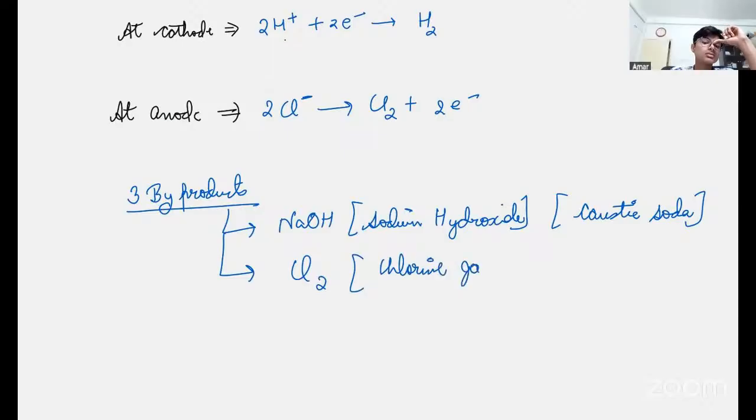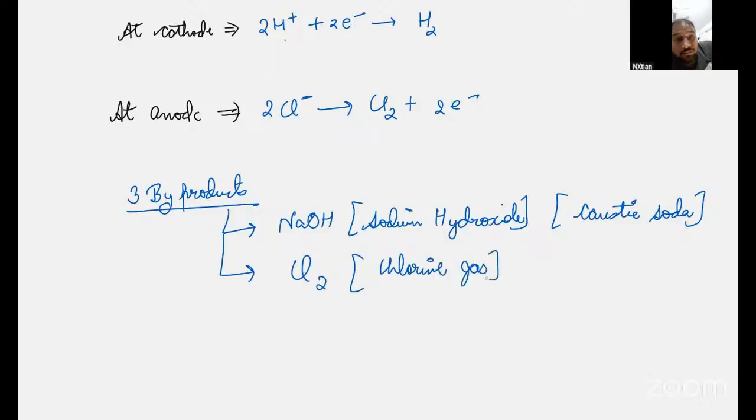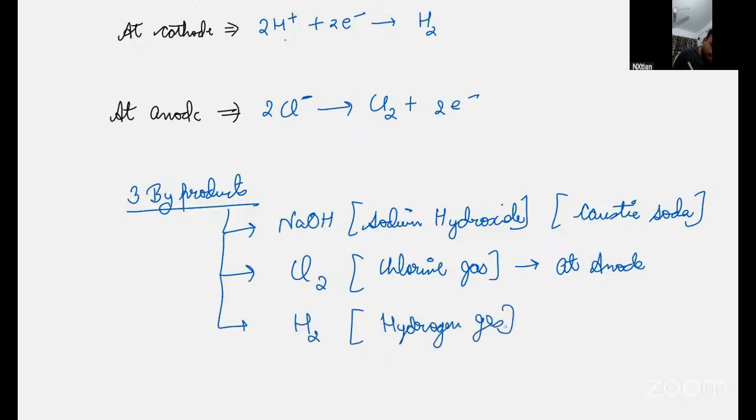Sir, do their uses come in the exams or not? Yes, they will come. That is why, chlorine gas, and remember this, at anode. We get hydrogen gas also at cathode. These are the three things that we get.